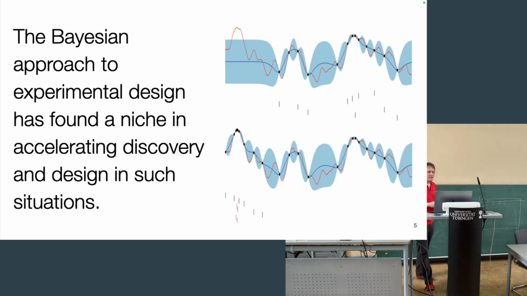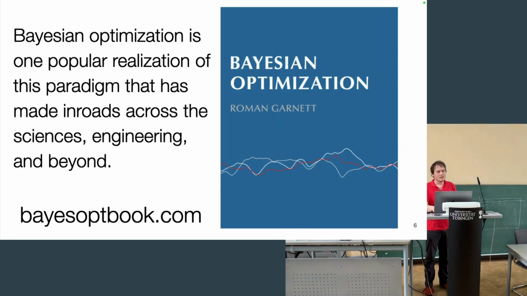Now, the Bayesian approach to experimental design has really found a niche in accelerating discovery and design in these kinds of situations. Bayesian optimization in particular is one popular realization of this paradigm that's made a lot of inroads in the sciences and engineering and beyond. I recently wrote a book on Bayesian optimization; I literally got my first copy last week, so it's actually available. It's also available for free to download at bayesopbook.com. I'm going to try to give the high-level ideas in this talk, but I do have some pointers to material in the book, where you can find my take on it and also pointers to other people's takes as well.